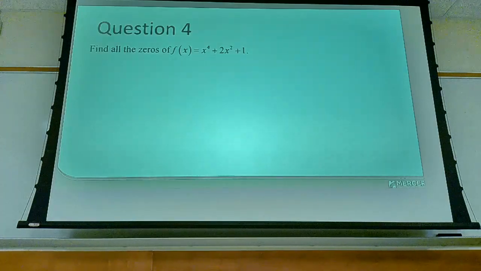So it's going to be x plus 1. No, 1's not a 0. X minus 1. 1's not a 0. Negative 1's not a 0. You have no real zeros here. So it's undefined. No, it only has complex zeros.